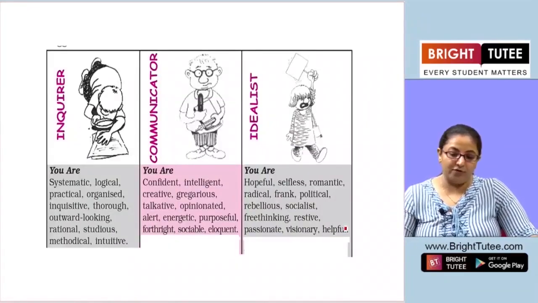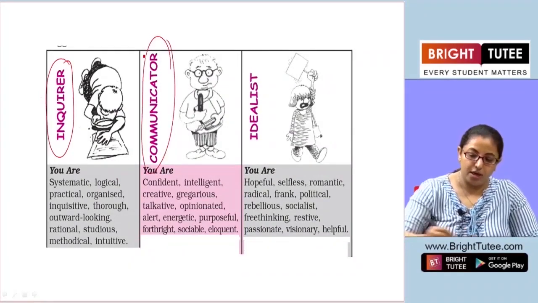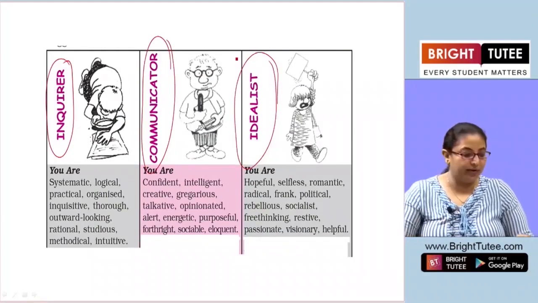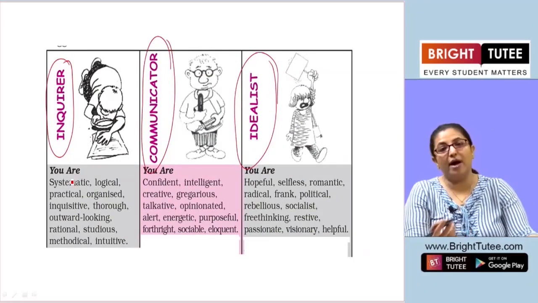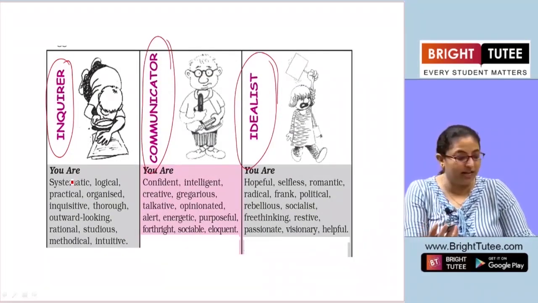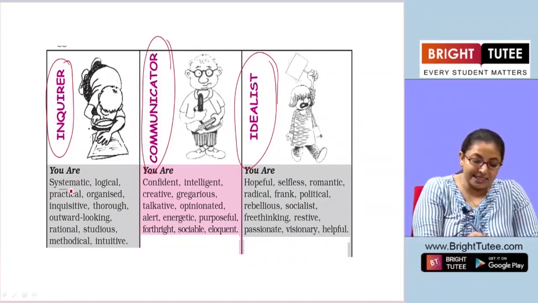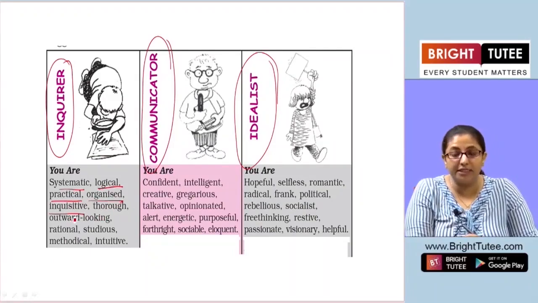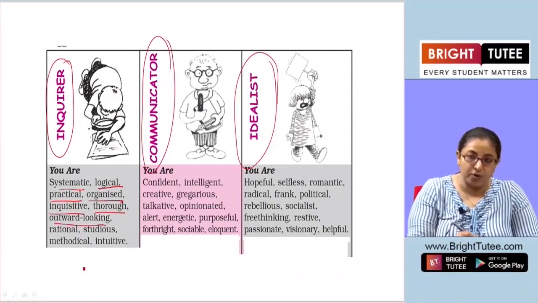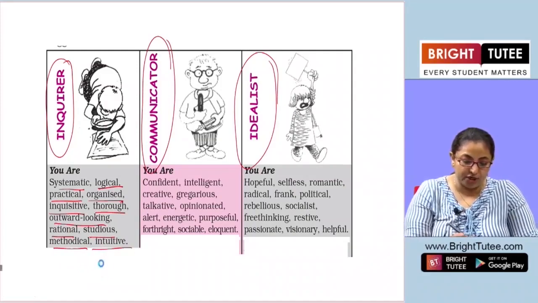Next. Okay, so we have another table. People who are inquirer, people who are communicator, people who are idealist. So let's read about people who are inquirer. Inquirer as in people who have a lot of inquiries, who are very curious about everything. They want to inquire, they want to know everything. So these people are systematic, logical, practical, organized, inquisitive. Inquisitive means curious, thorough, outward looking, rational, studious, methodical, intuitive.